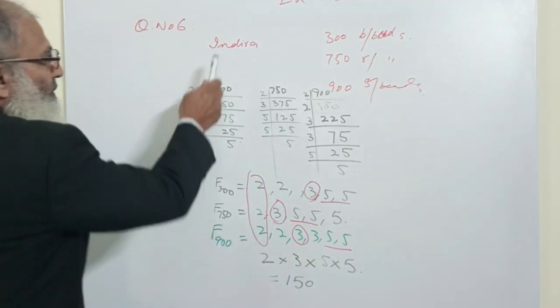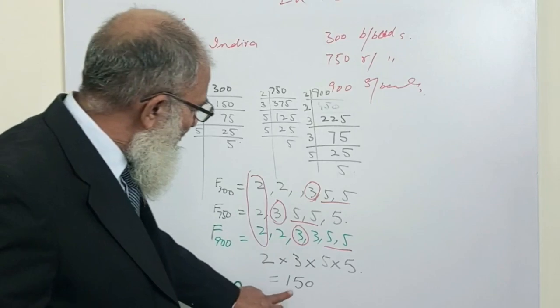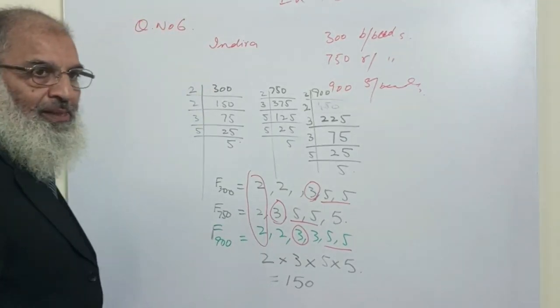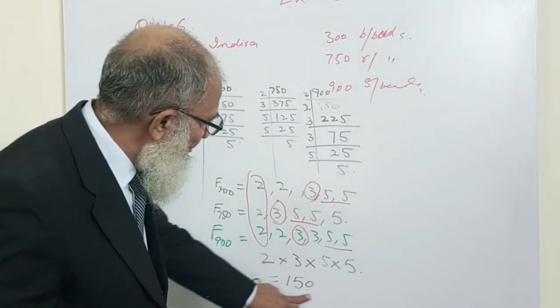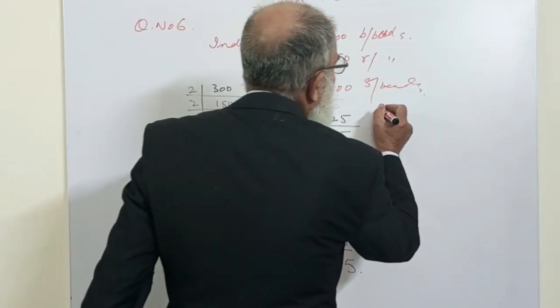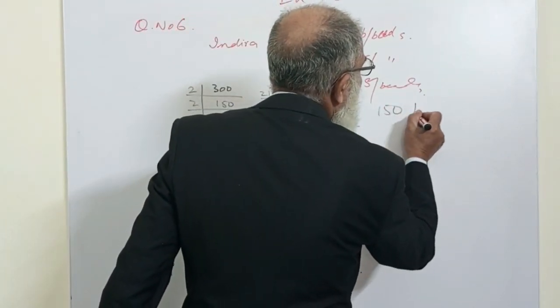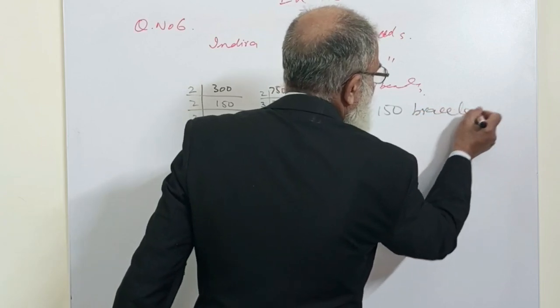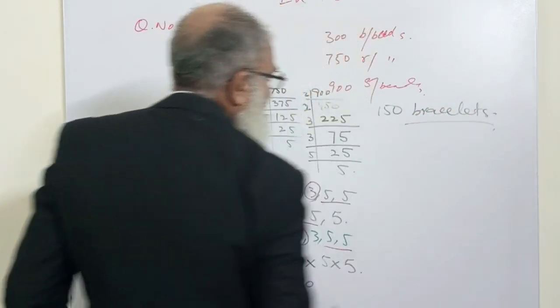So Miss Indra will have to follow 150 bracelets out of it. 150 bracelets as the question demands.